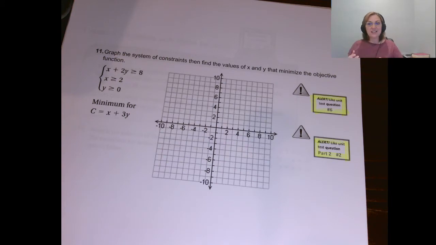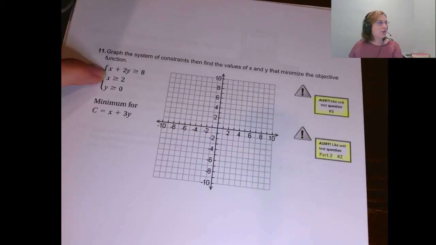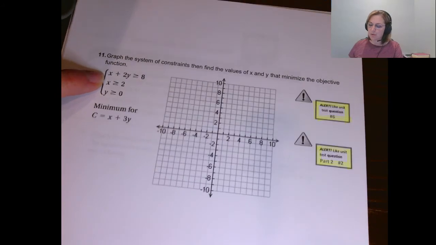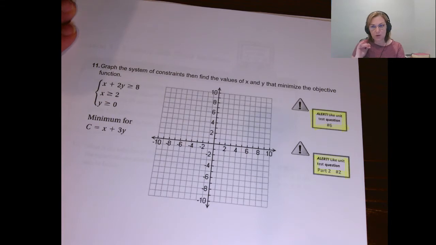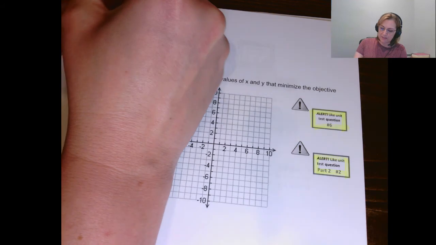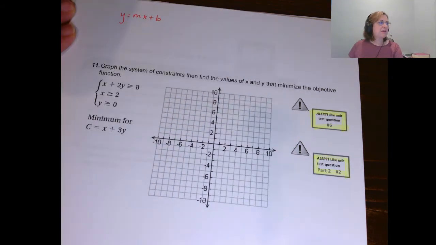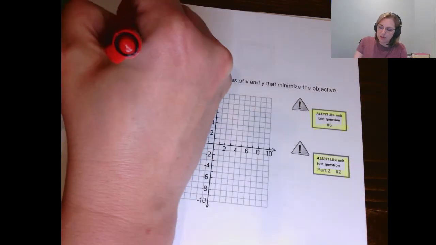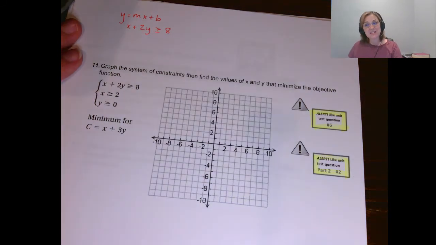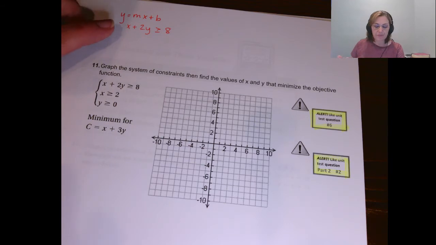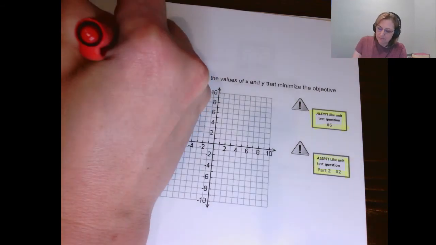So first things first, let's graph it. I'm going to begin with the hardest one, which is x plus 2y is greater than or equal to 8. So if you saw the previous video about a system of inequalities, you know we've got to get that into y equals mx plus b form. That simply means we've got to get y by itself. So I'm going to take x plus 2y is greater than or equal to 8. In order to get y by itself, I'm going to subtract x from both sides.